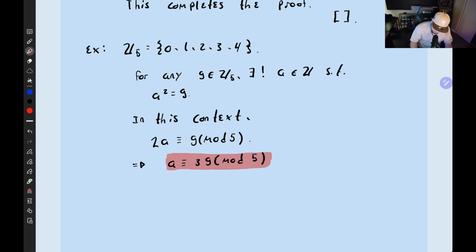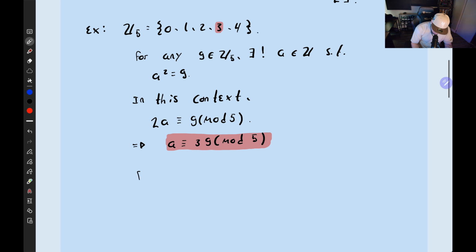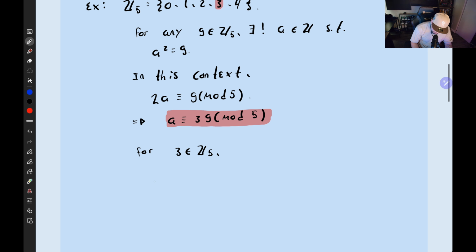For the example that I'm going to do, if I want to know what the square root of 3 is, then for 3 in the integers mod 5, the unique square root is going to be this A here, which is 3 times 3, which is 9, which is congruent to 4 mod 5. So the unique square root of 3 in the integers mod 5 is going to be 4, because if we do 4 squared, that's 16, which is congruent to 1 mod 5.